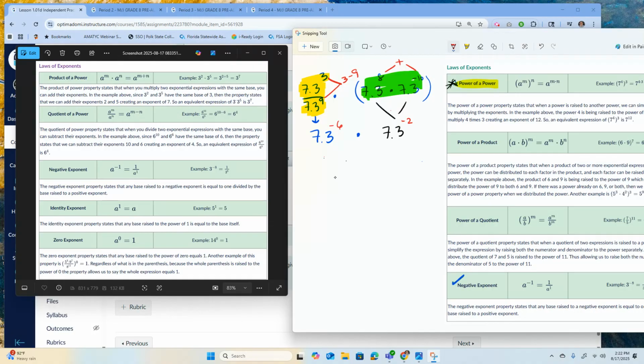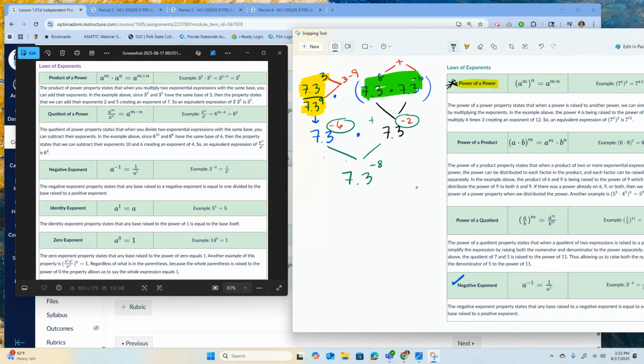Okay? The next thing I'm going to do is, I hope you notice, we have a repetition here again. 7.3 is repeated twice, the base. And because we are multiplying, we're going to apply the product of powers, which says that when you multiply two powers with the same base, you keep the base, so 7.3, I keep it. And with the exponents, the negative 6 and negative 2, you're going to add them. So negative 6 plus negative 2 will be negative 8. Use the calculator if you have to.